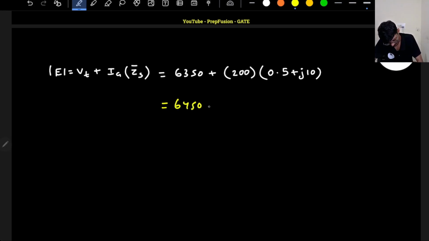I think it is the same only, but okay, this will be j2000. So now from here I can directly find the magnitude: 2000 whole square plus 6450 whole square, whole under root. So this will be 6753. What will be the angle? The angle will be tan inverse of 2000 divided by 6450, which is 17.227 degrees.